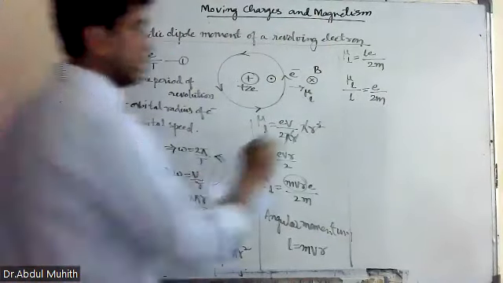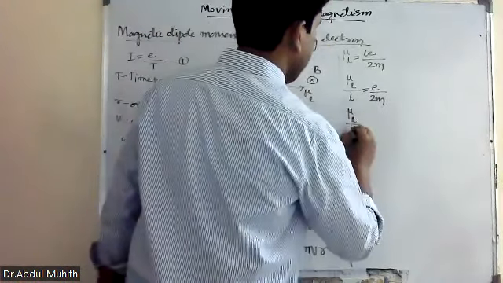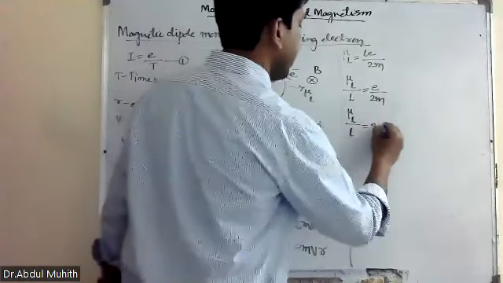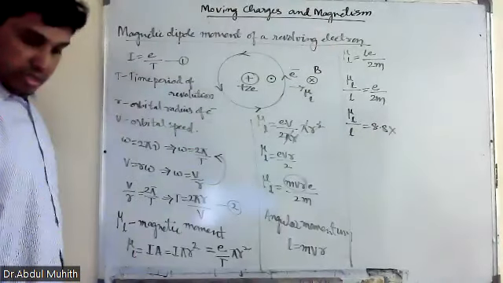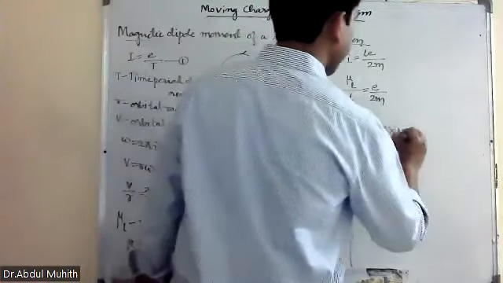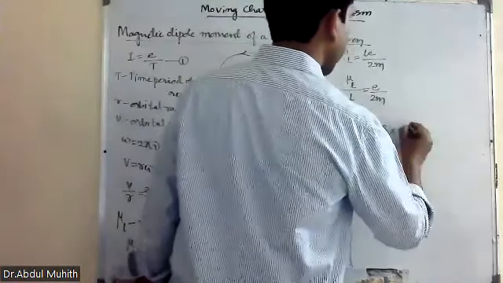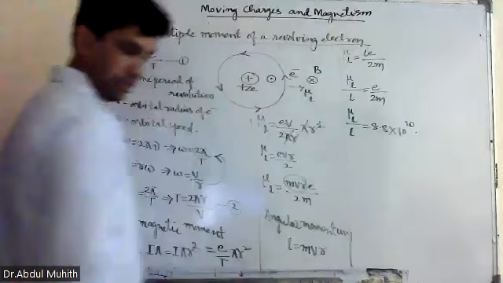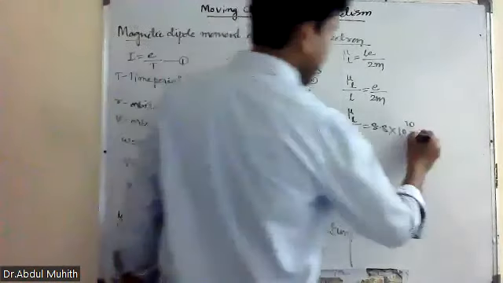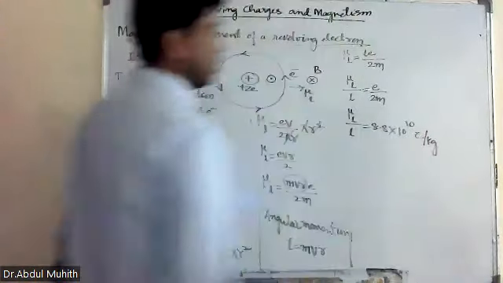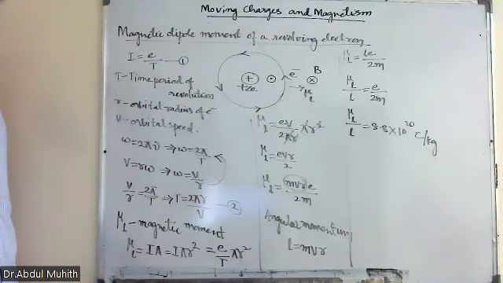What is that mu L by L? Mu L by L is equal to 8.8 into 10 to the power of 10 coulomb per kg. This is the value, coulomb per kg. This is the magnetic moment per unit angular momentum for an electron.